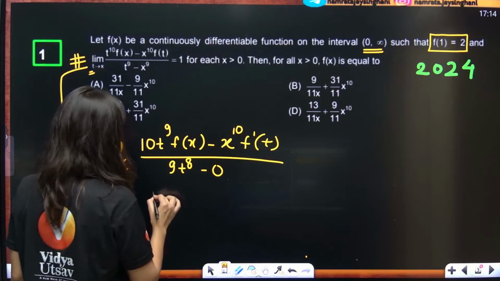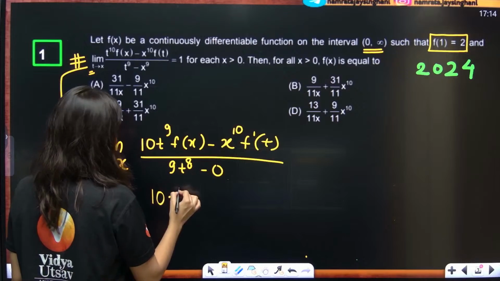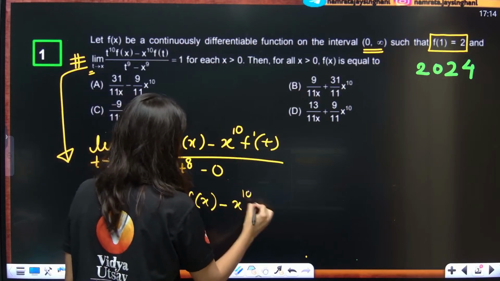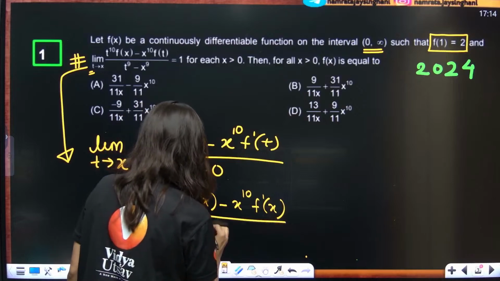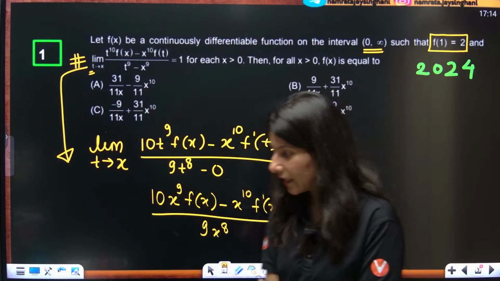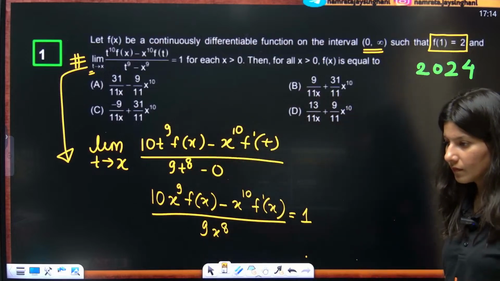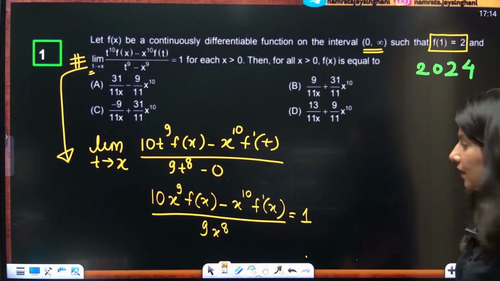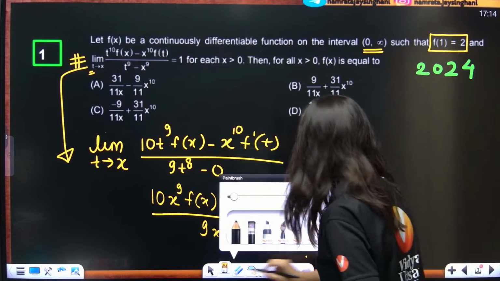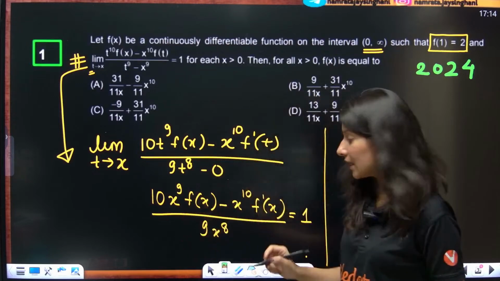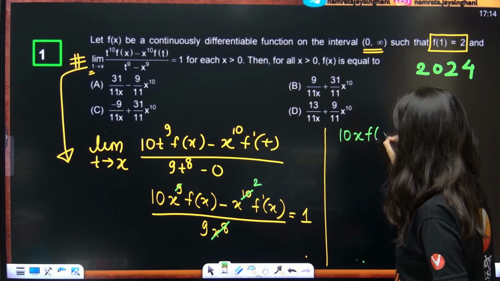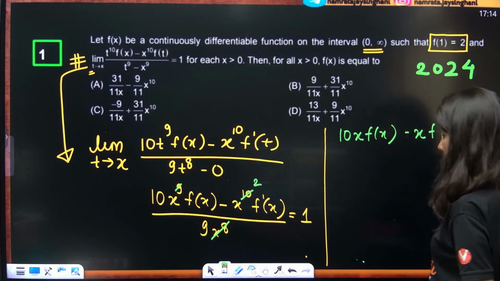So if you do that, this is going to give you 10 x power t replaced by x, 9 f of x minus x power 10 f dash x upon 9 x power 8 is nothing but 1. Yes, everybody getting it, understanding it? Alrighty. So this is what you're going to get. Right, now what we are going to do is cross multiply. And one more thing, before I cross multiply, I can see that x power 8 we can cancel out. Now cross multiply, 10x f(x) minus x f dash x is equal to 9.